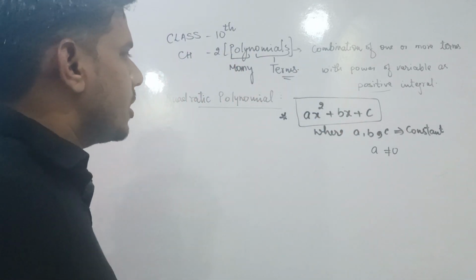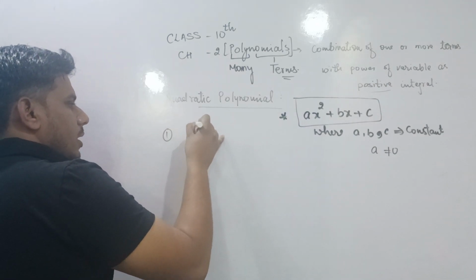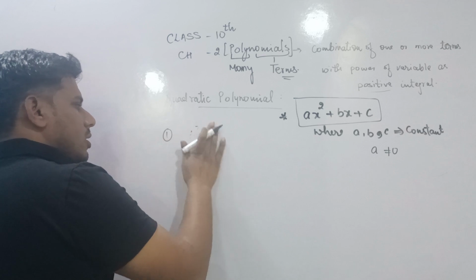So let's take some examples of quadratic polynomial. First we have t square minus 16. Okay, take the simple one first.